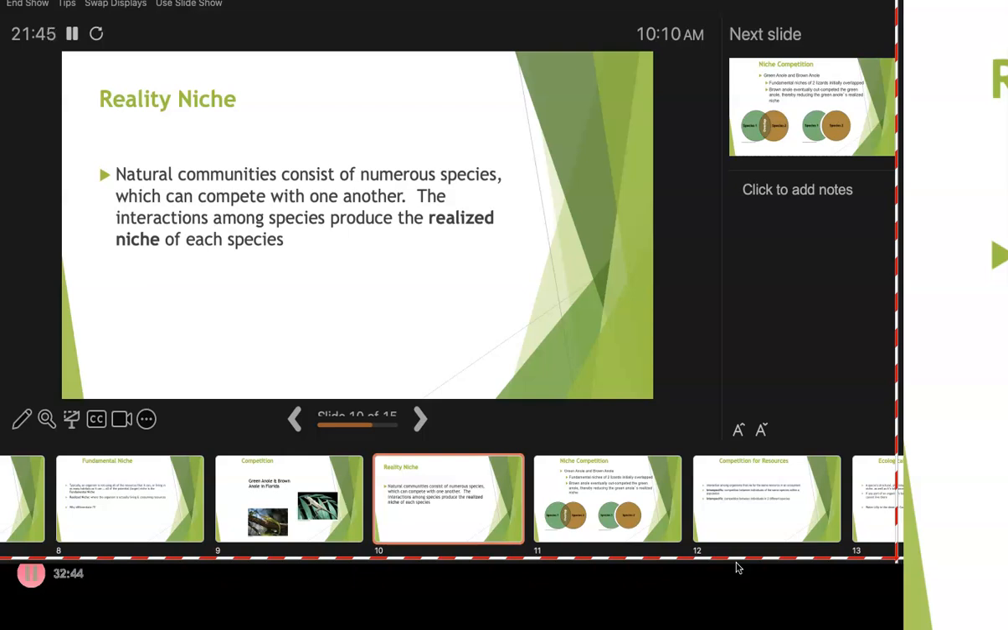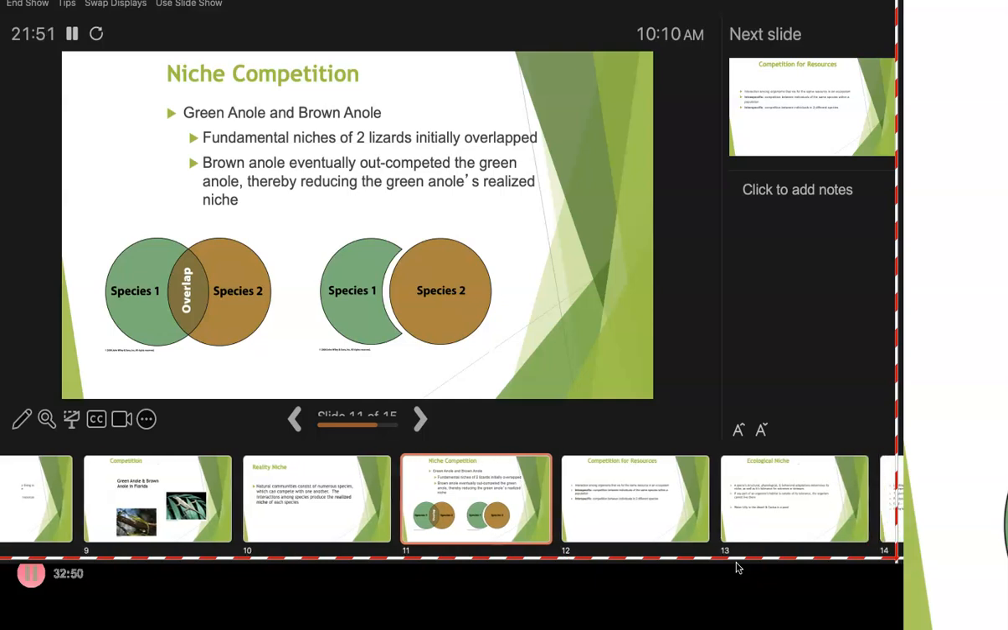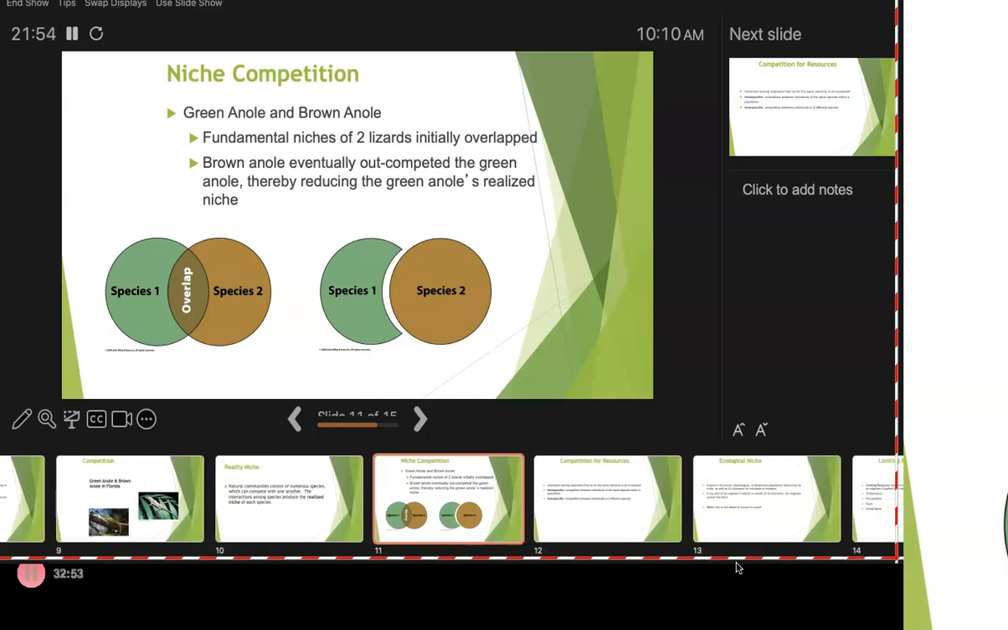Interactions among these species. This is the bully example I just gave you. But again, I just don't know enough about animals, or even how to pronounce anole. So the fundamental niches of these two lizards initially overlapped. The brown anole, we're just going to say anole, I apologize if I'm mispronouncing that, eventually outcompeted the green anole, thereby reducing the green anoles. That's just a strange word to keep using over and over again. Realized niche. So in the first example here, we have this overlap.